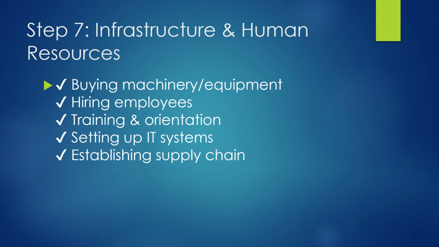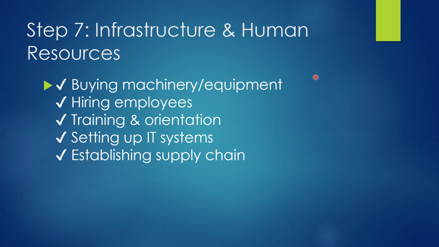Moving on to step 7, that talks about the infrastructure setup and the human resources. So after securing the finances, the business must arrange for the infrastructure, both physical as well as organizational. So infrastructure, physical is the building, and infrastructure in the organizational form is the human resources.